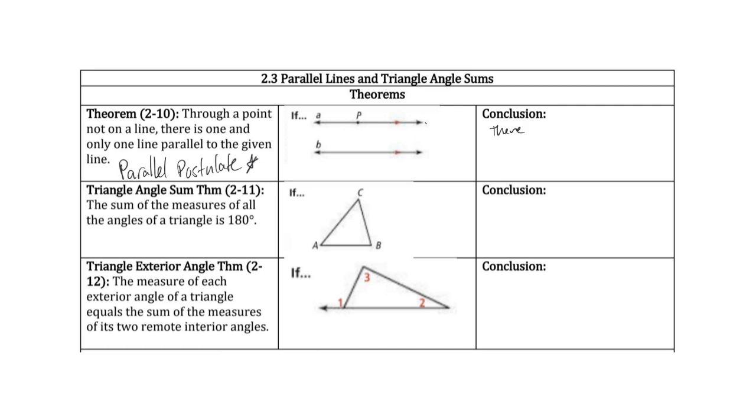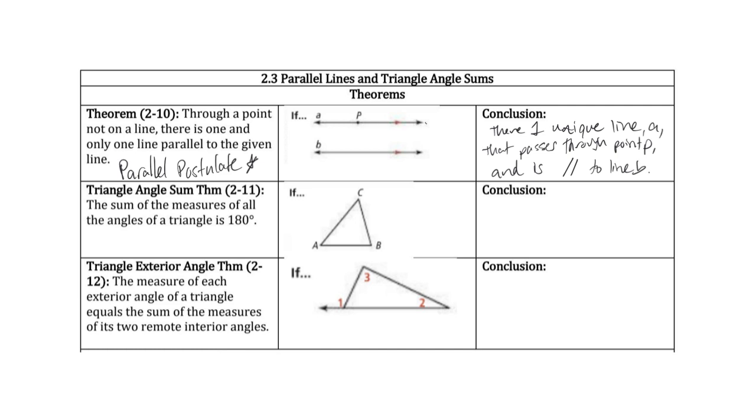So there's one unique line, which we call A, that passes through point P, and it is parallel to line B. So there's only one line that goes through that point P that can be parallel to B, right? And in this case, it's line A.